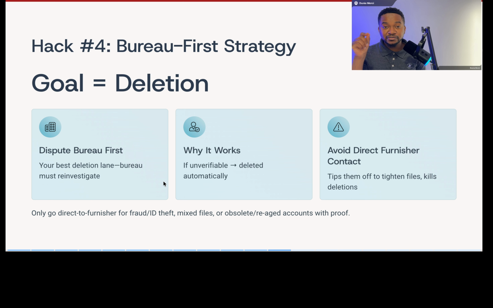But they are supposed to conduct a reinvestigation in which they reach out to the furnisher to confirm that account. If the account cannot be confirmed, then they have to delete the account. That's why sometimes when people dispute an account, they get some items removed right away because it was not verified. That's why I always say dispute with the bureau first, because the bureau will then turn around and pass over that information to the furnisher to confirm everything.